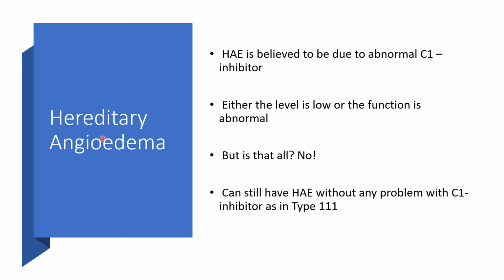Now, hereditary angioedema. Hereditary angioedema is believed to be due to abnormal C1 esterase inhibitor. Either the level is low or the function is abnormal. But is that all? I want someone to give me the answer somewhere. No, that's not the end of it. It can still have normal level of C1 inhibitor. Yes.